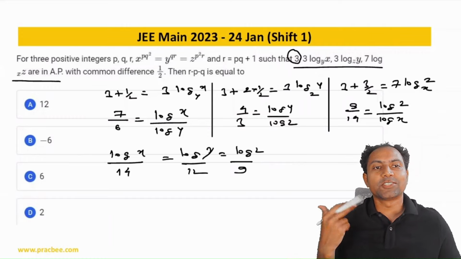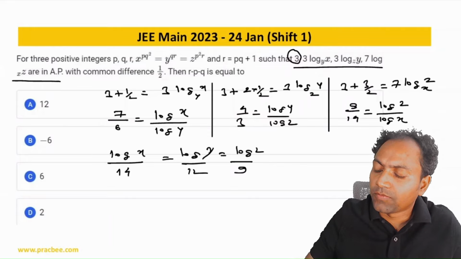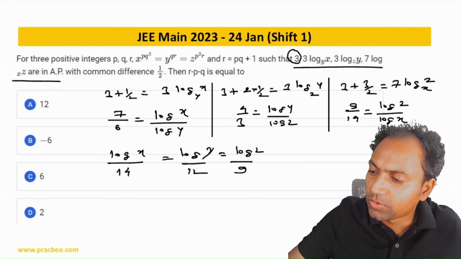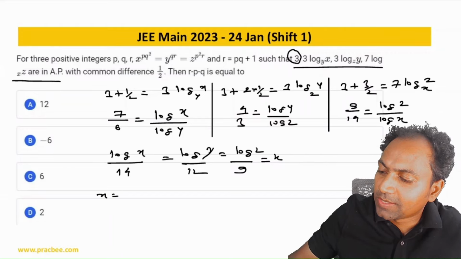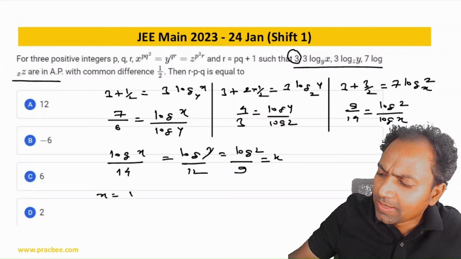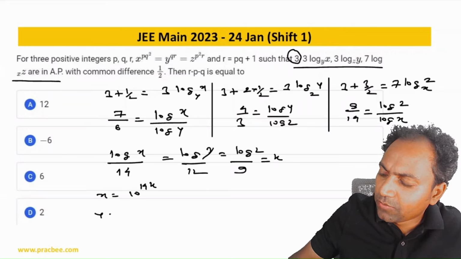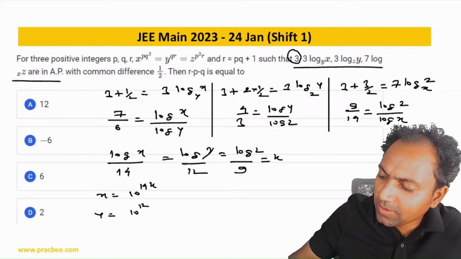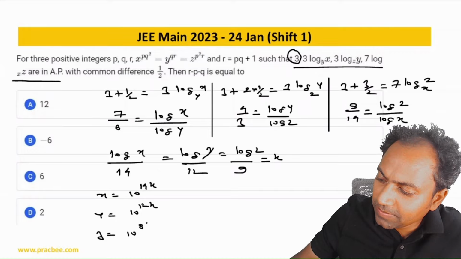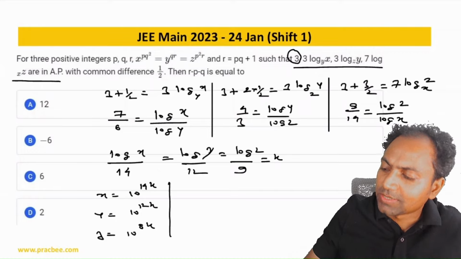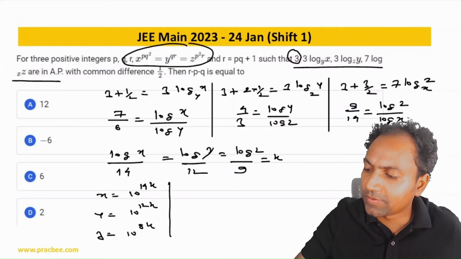Now once I get these ratios, it is very simple that I can assume this equal to, let us say, nothing but k. So x would be nothing but 10 raised to the power 14k. Y would be nothing but 10 raised to the power 12k, and z would be nothing but 10 raised to the power 9k. Once I've got these results, I can substitute this in the first part of results that were given to me.